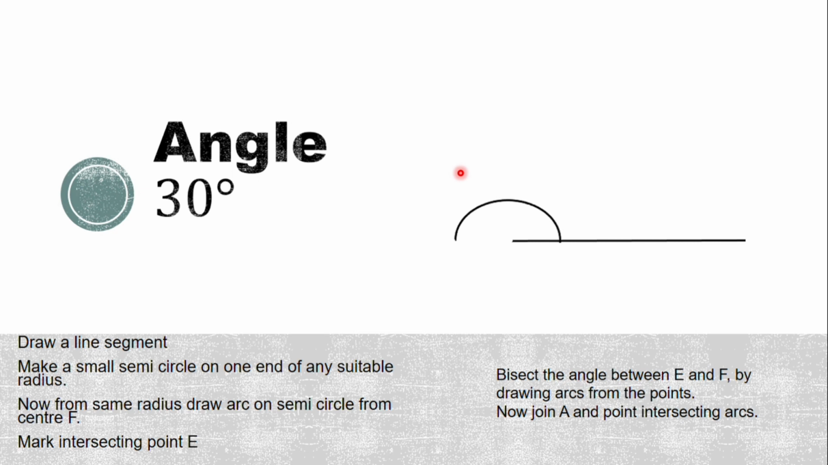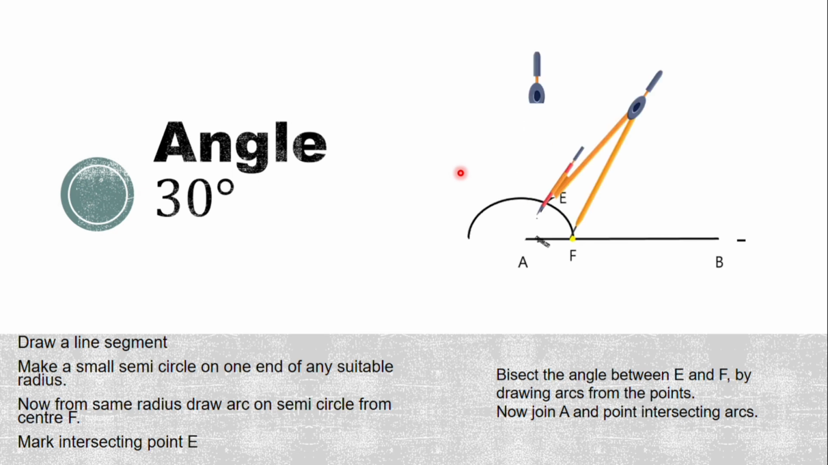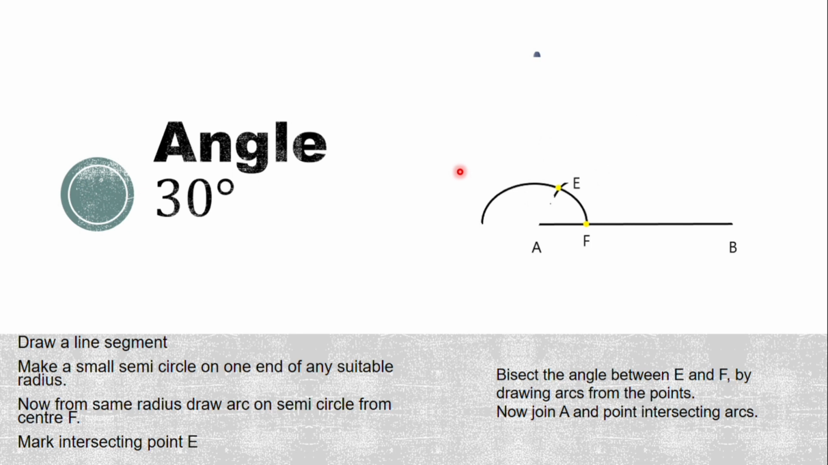So first of all, we will follow the construction of an angle of 60 degree and draw an angle of 60 degree. Now, as we have a semicircle and an arc equal in radius, we will be having this angle equal to 60 degree. And now we will be bisecting this angle.